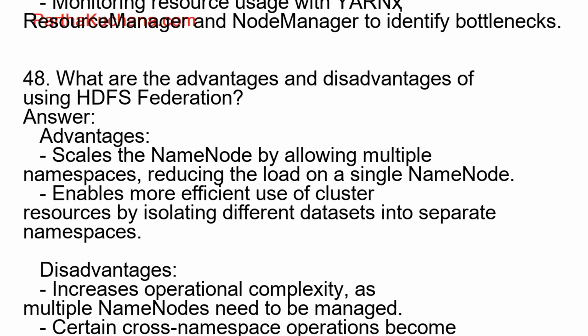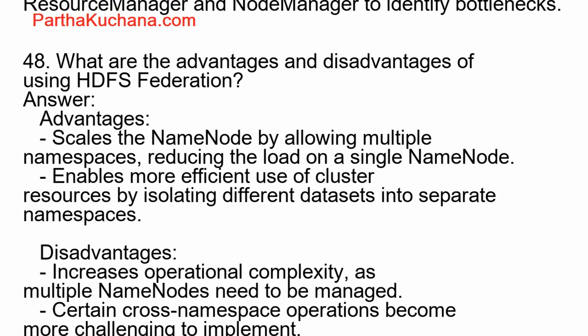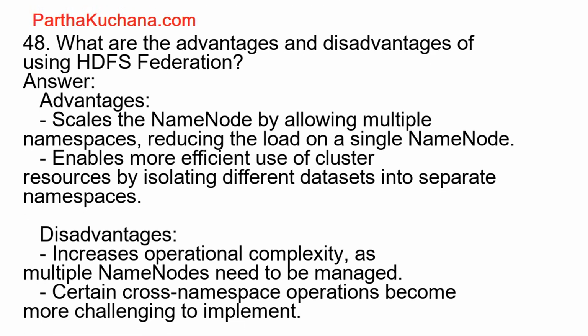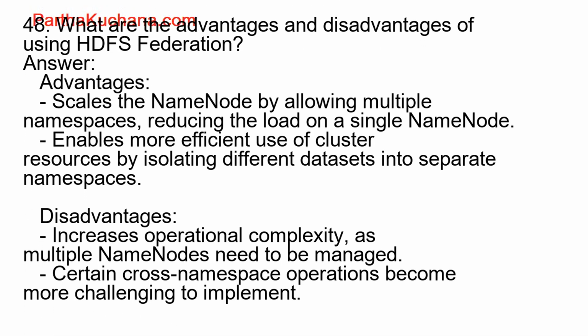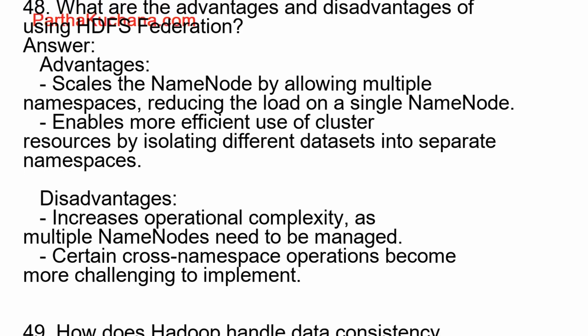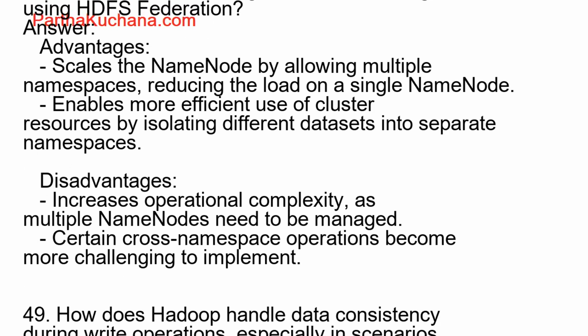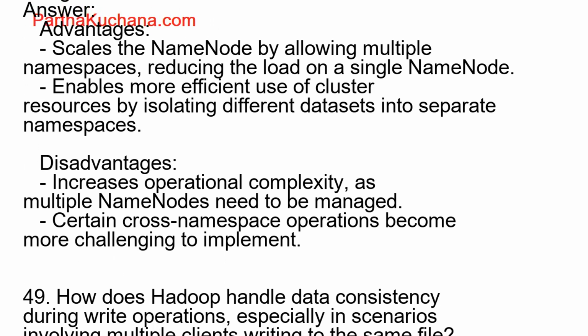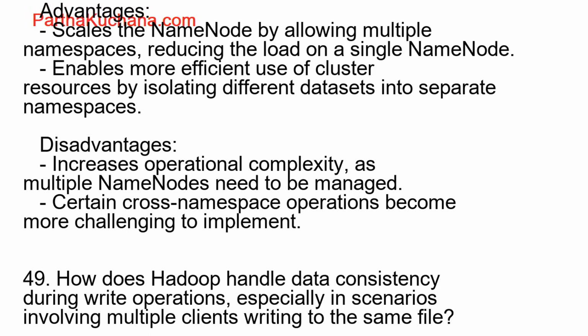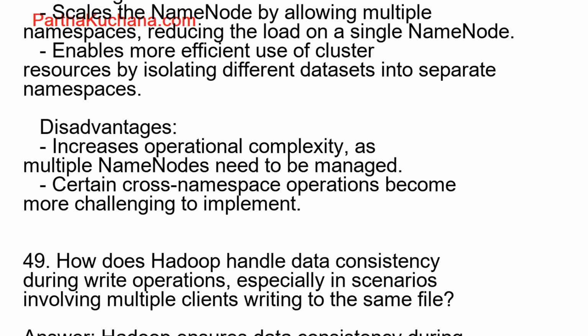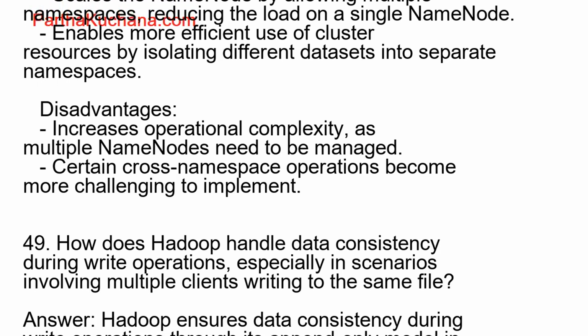Moreover, Hadoop uses data replication to ensure fault tolerance. As data is written, it's simultaneously replicated to multiple data nodes according to the configured replication factor. This ensures that in case one data node fails during a write operation, the data can still be retrieved and written to a healthy data node, maintaining consistency.